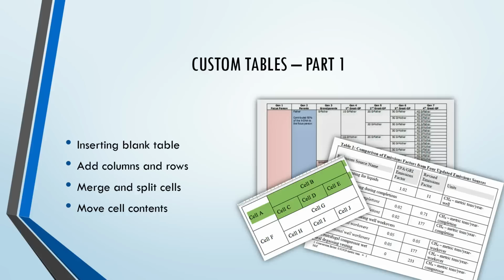Since there are numerous options when customizing tables, I'll break it up into two parts. In the first part, I'll discuss inserting a blank table to start with, then adding some columns and rows to our inserted table, merging and splitting cells to create custom areas for our data, and moving contents from one cell to another.